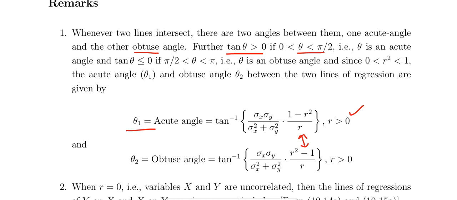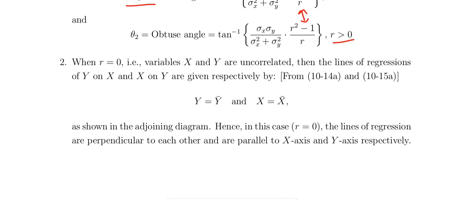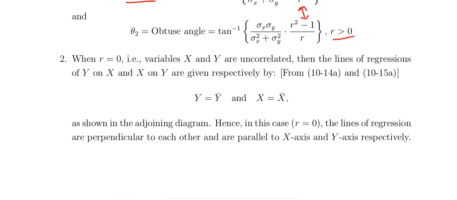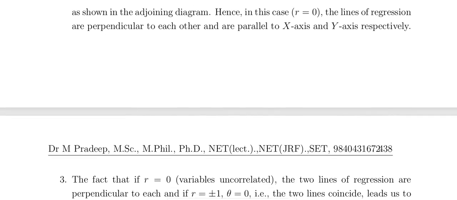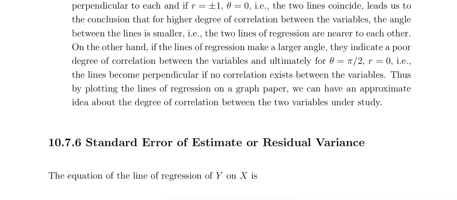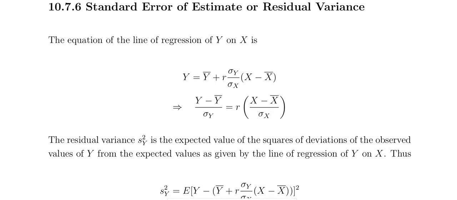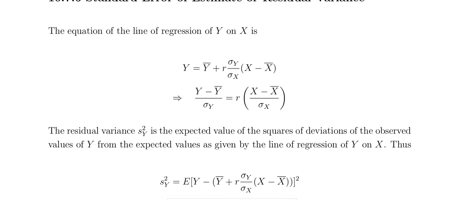Now 1 minus r square, r square minus 1, that is r is greater than 0. So when r equal to 0, the variables x and y are uncorrelated. The lines of regression of y on x and x on y are given respectively by y equal to y bar and x equal to x bar. So that is the standard error of the estimate and residual variance.